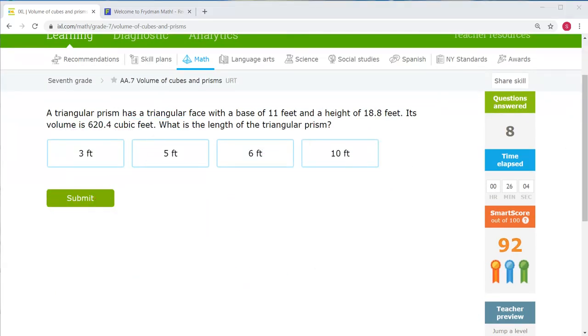All right. A triangular prism has a triangular face with a base of 11 feet and a height of 18.8 feet. Its volume is 620.4 cubic feet. What is the length of the triangular prism? Okay, so let's draw another triangular prism. This time the base is 11, the height is 18.